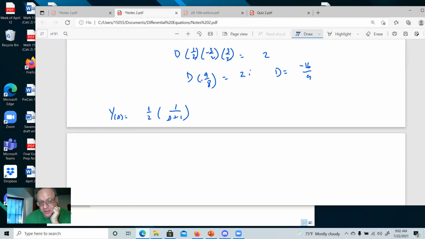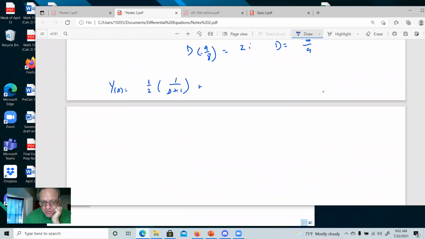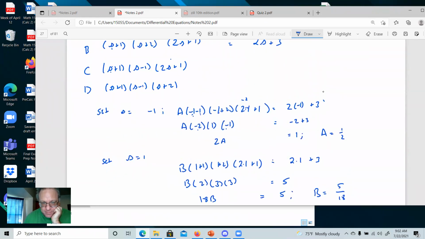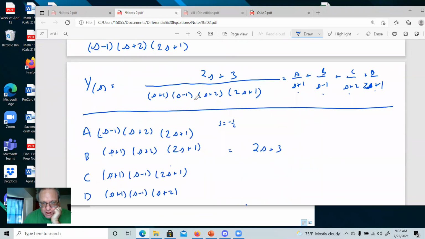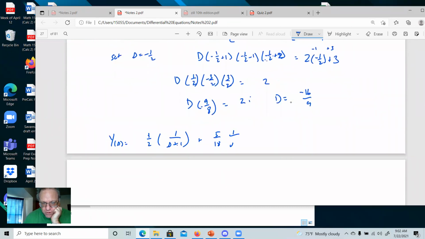Because now if I had to do a u substitution or something else in here, it was real easy for me to integrate. That's why I pulled this apart. Okay, so there's my A. My B was 5/18, not 15/18, so we have plus 5/18, 1 over s minus 1.